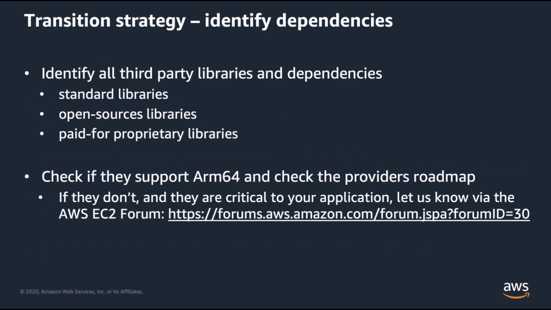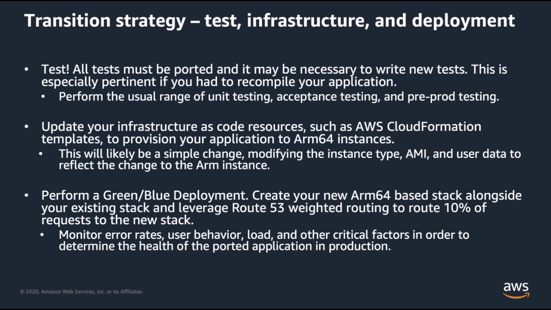In terms of transition, the first step is usually to identify all the dependencies for your application. They can be standard libraries, they can be open source libraries, or proprietary ones. So the first step is to scan for that and check whether they all support the ARM64 architecture. If they don't, and if that's not included in the provider's roadmap, be it community supported or proprietary, please let us know. Once your application is built and all the dependencies fulfilled, we recommend to test and run all your usual test bays to ensure that no architecture-specific bug would emerge on ARM64 based instances.